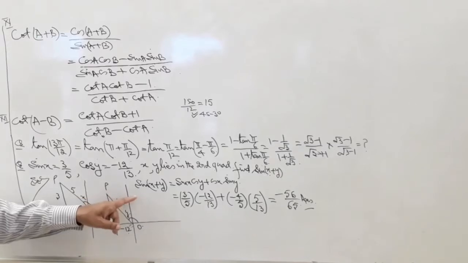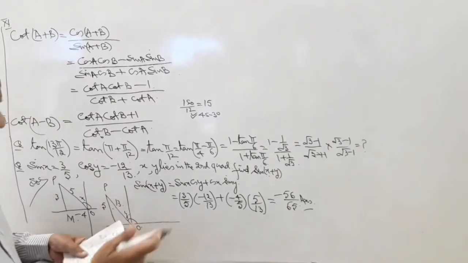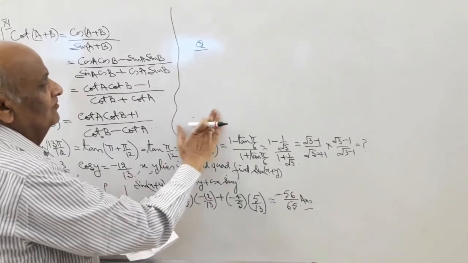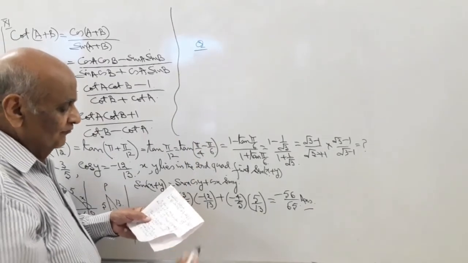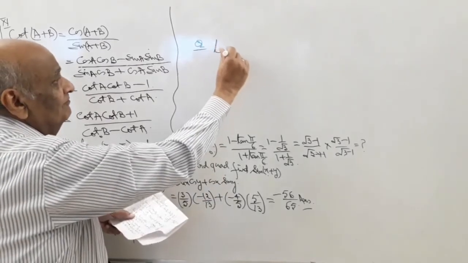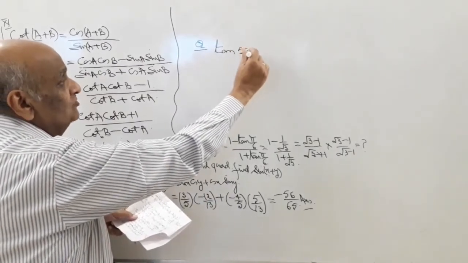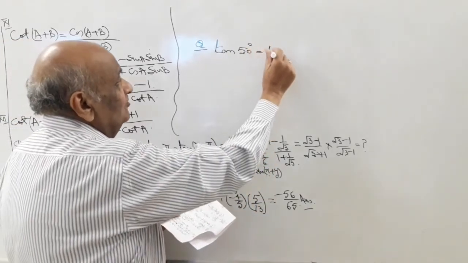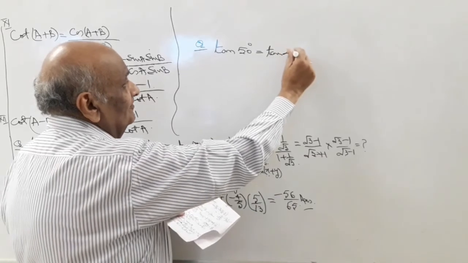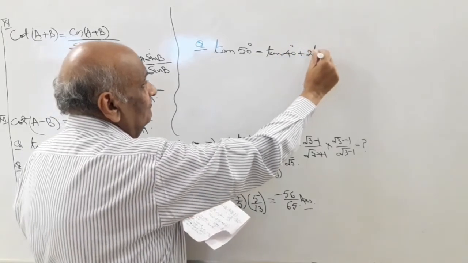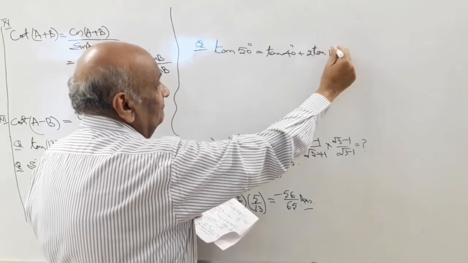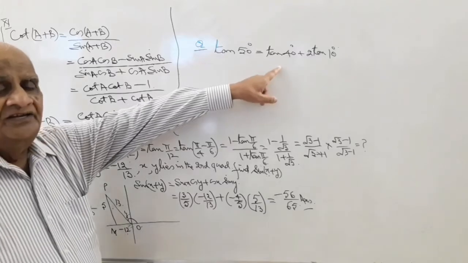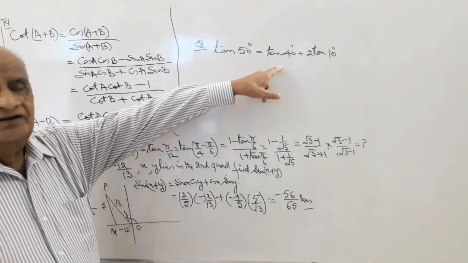I think it is okay. Then the next question I can add here. Please see. He says, prove that tangent of 50 degrees is tangent of 40 degrees plus 2 tangent of 10 degrees. A good question. Tangent of 50 degrees is tangent of 40 degrees plus 2 tangent of 10 degrees.